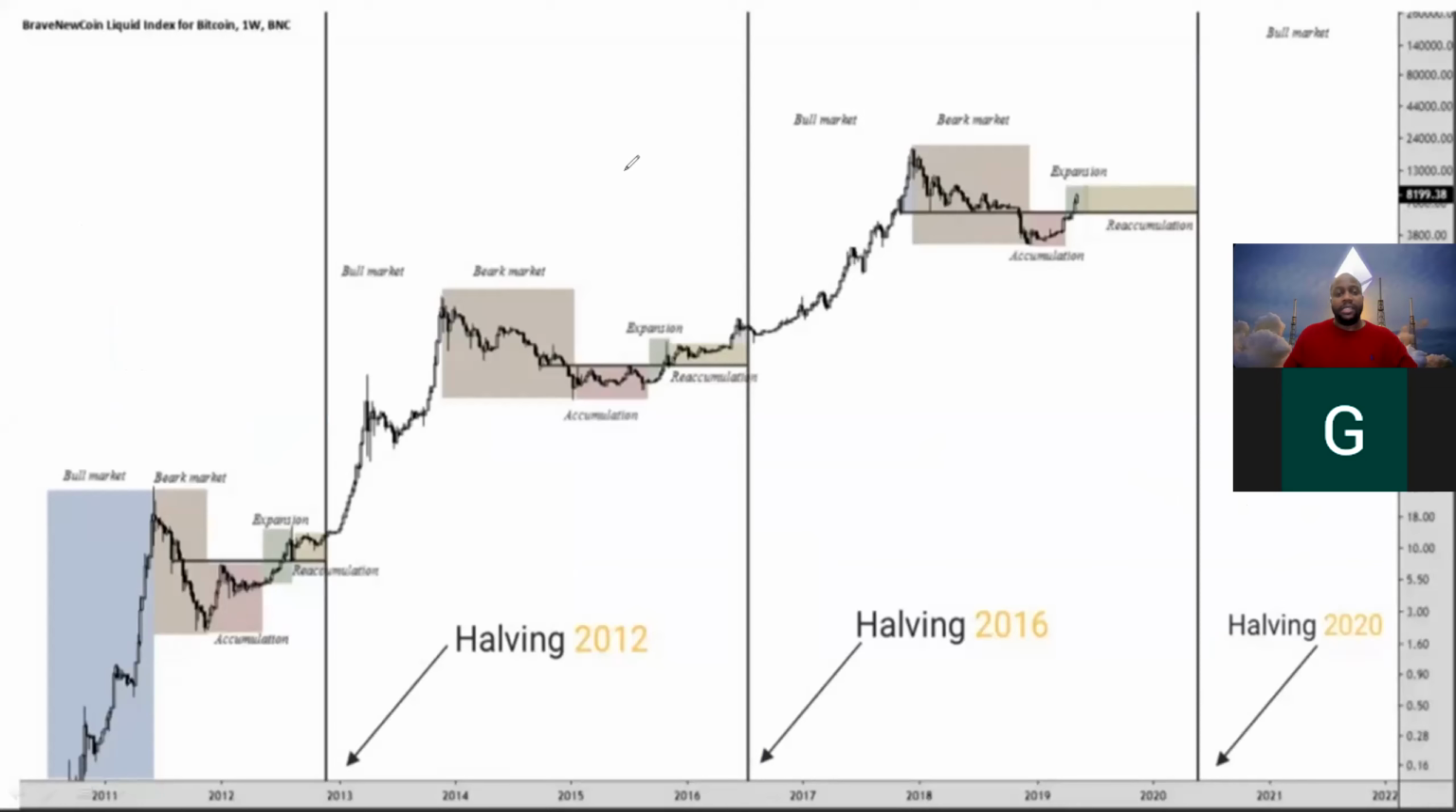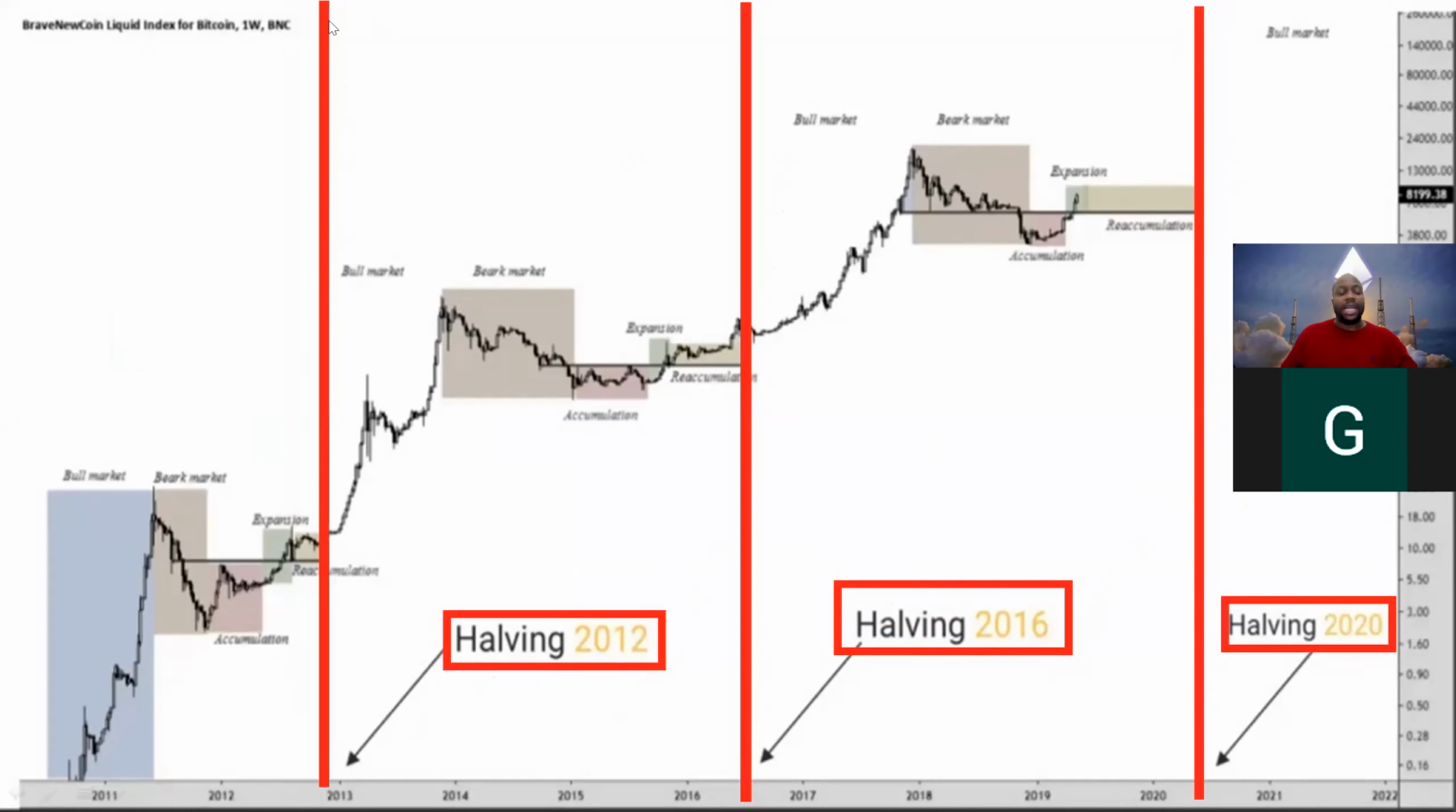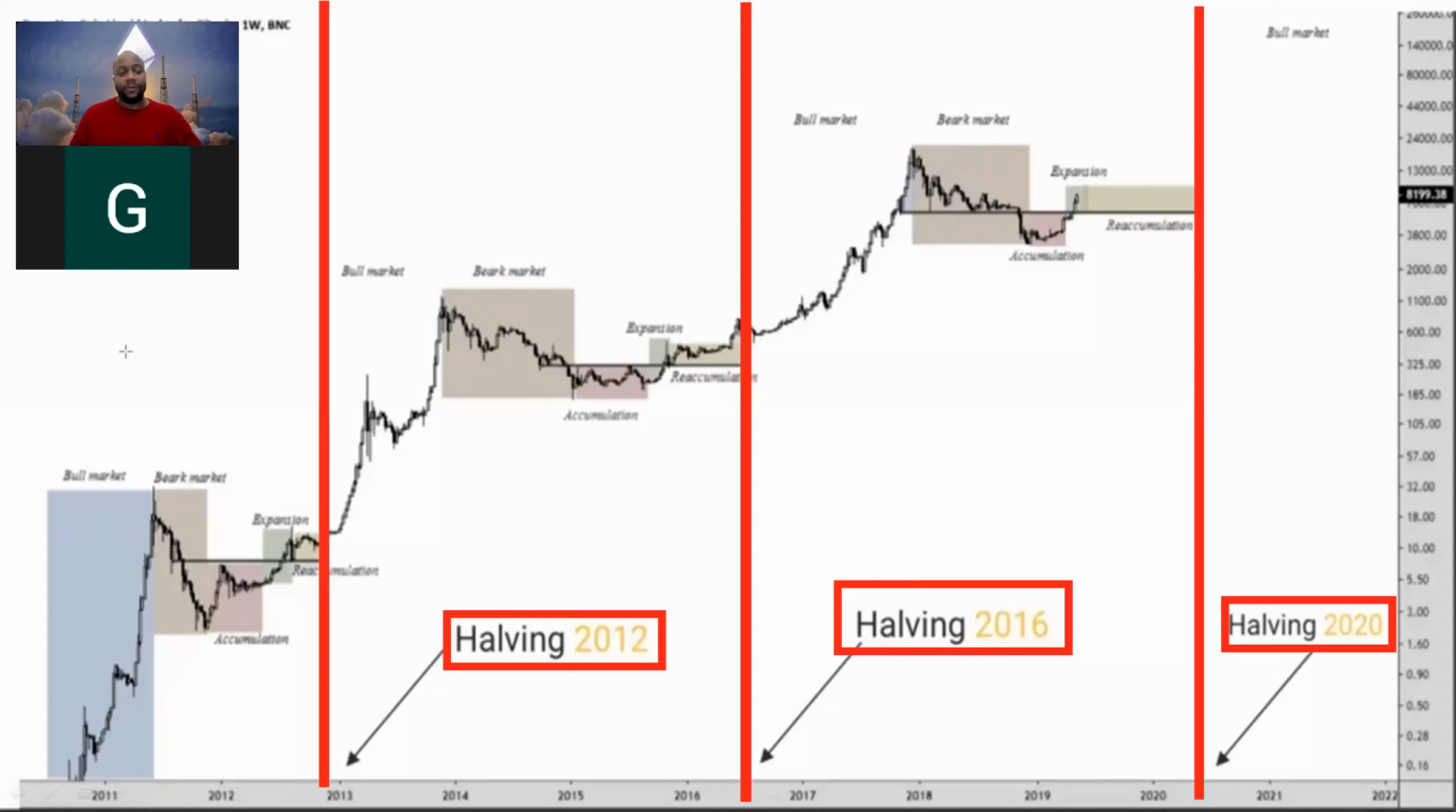So we said the first halving took place here. It was November 2012. Then the second halving took place here in June, July. The third halving took place in May 2020. What you can see here, I want you to see something. One year before halving, the price is going down to the bottom, but it comes from the peak.